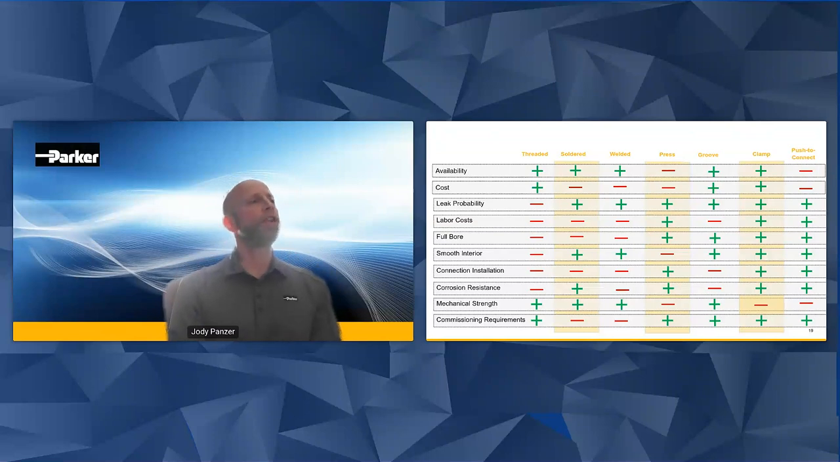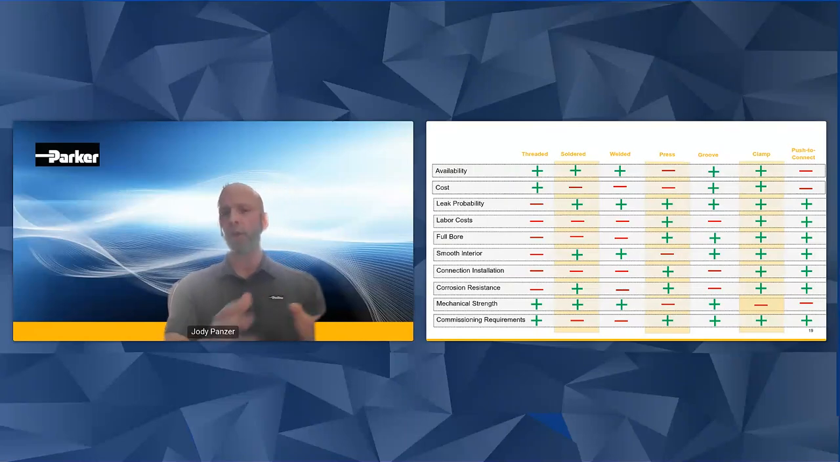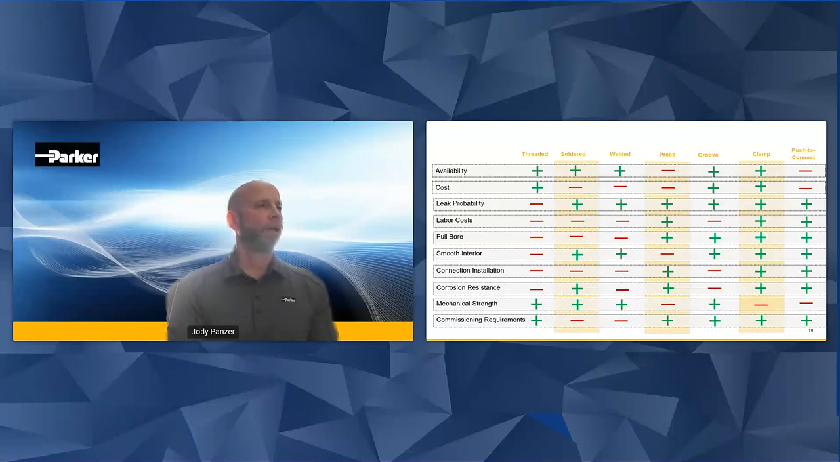Then here is another chart to refer back to when you're considering the connections to go along with the piping system you're choosing. Some of them match up with each other more than others.